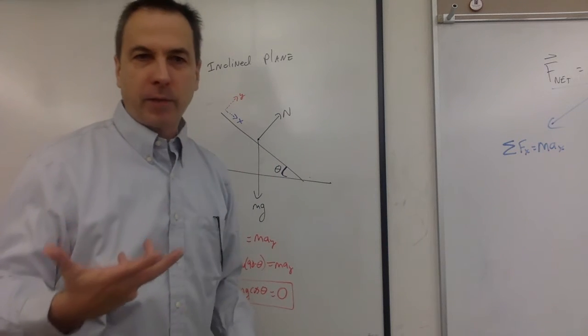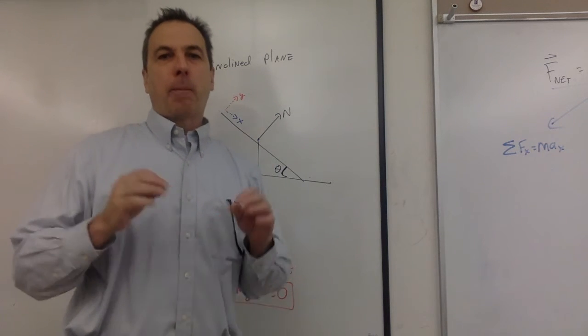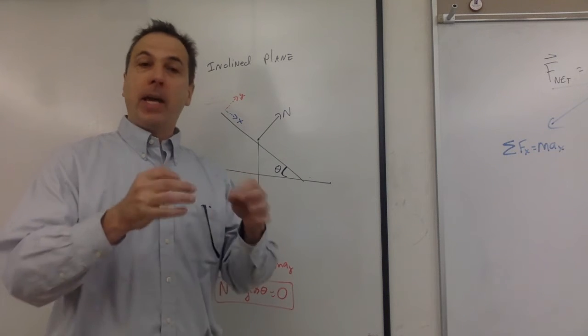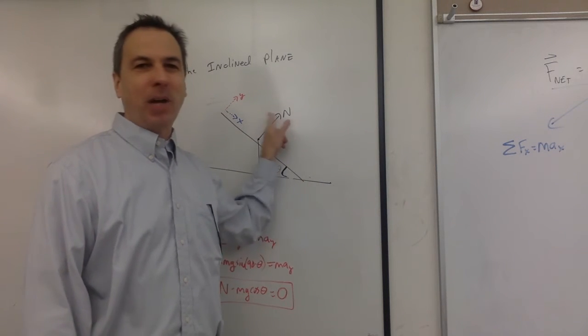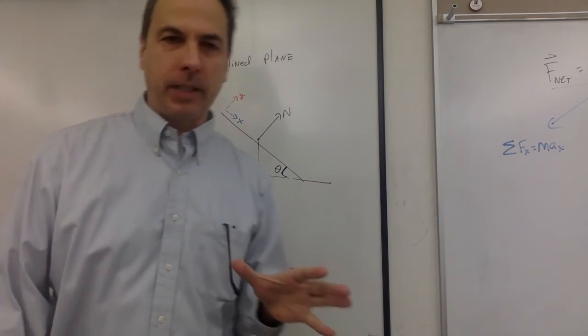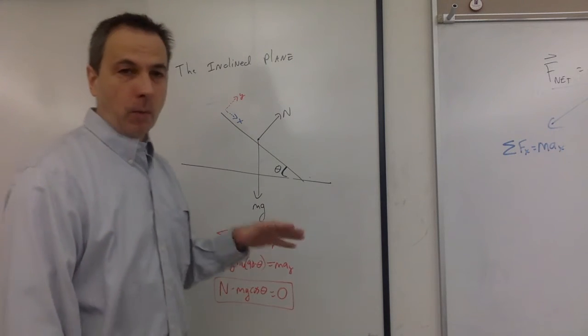This is the part that gets confusing for students, is that the plane is inclined. The angle that's given in the problem is the angle of the incline, which doesn't correspond to the angle of either of the vectors cleanly. So let's walk you through this.